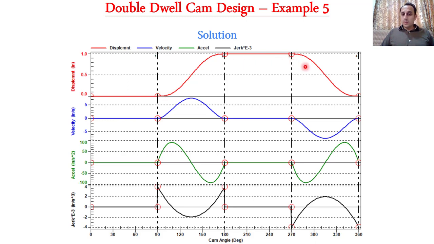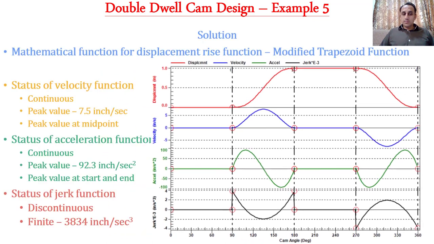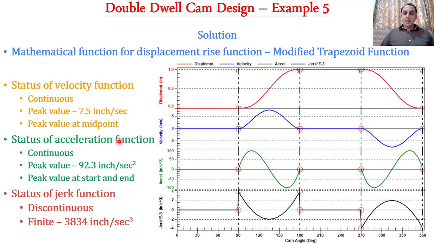Displacement is very much okay, it's continuous. Velocity is also continuous. Acceleration is also continuous. There is discontinuity in the jerk function, but the jerk function is very much smooth. So if the jerk function is smooth, what does it mean? It means the cam follower mechanism will have reduced vibrations. So these are basically the analysis of the SVAJ diagram.